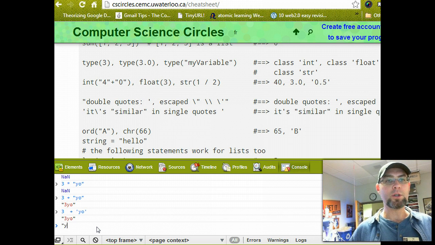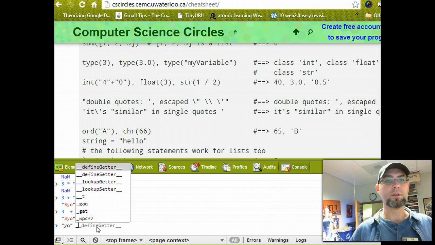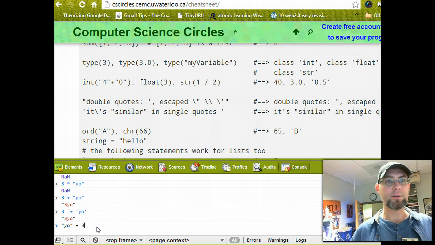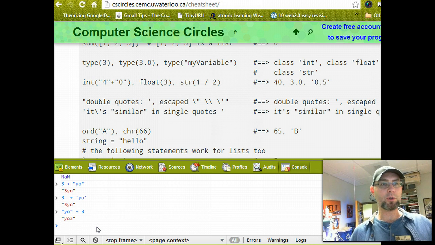What if we do yo plus, come on, 3? That does this, so it works both ways. We can add a string to a number, or a number to a string. What it does is it basically converts them both to strings.